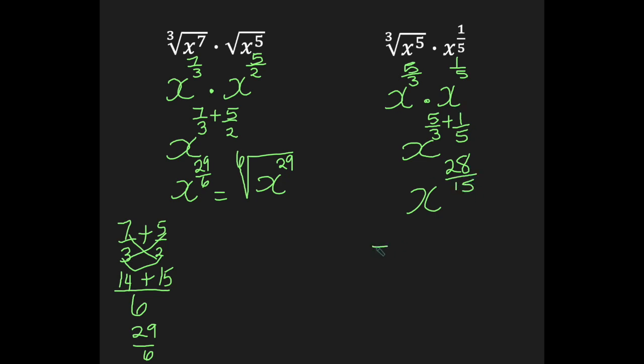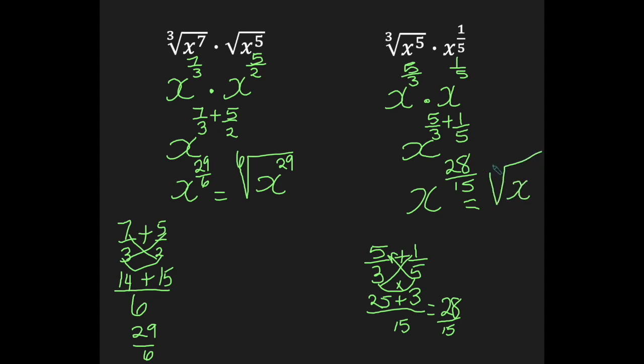If you want to do the smiley face method, you have 5 over 3 plus 1 over 5. Okay, let's start our smile. 3 times 5 is 15. 5 times 5 is 25. 3 times 1 is 3. And there's our 28 over 15. Now that can't be reduced anymore, but we can write this in the radical form. So there's my x. My root is 15. My power is 28.